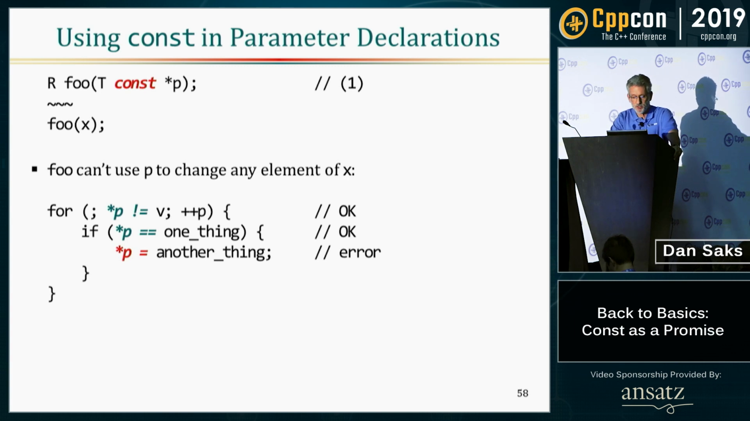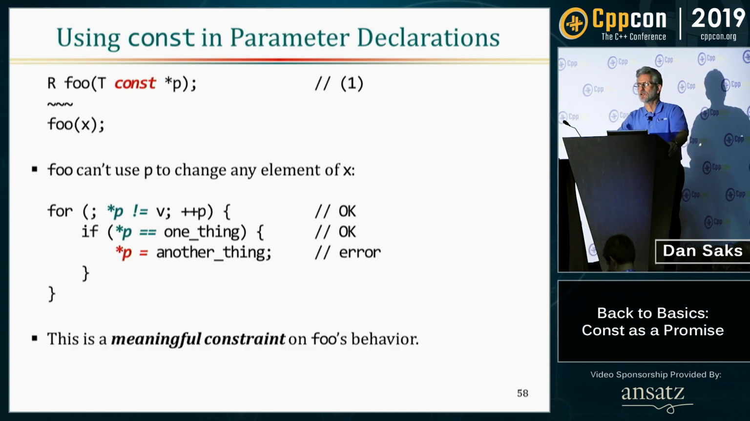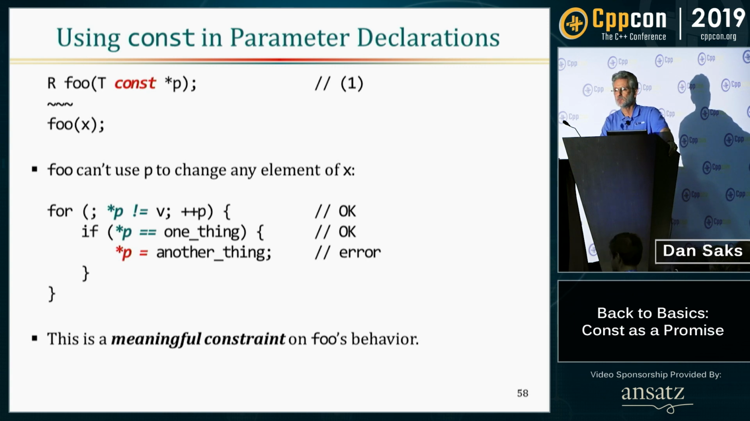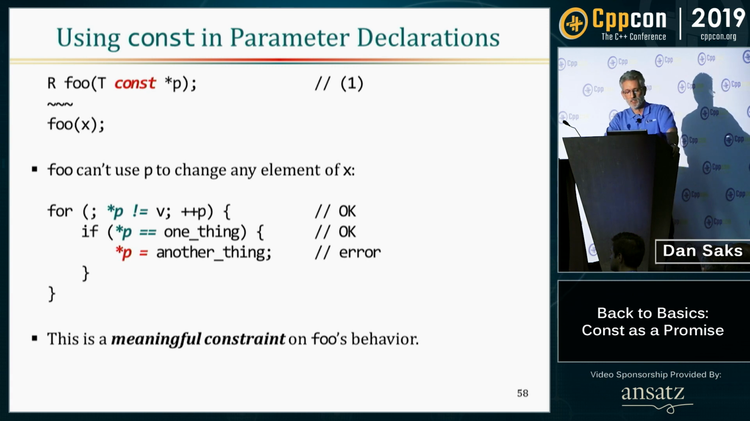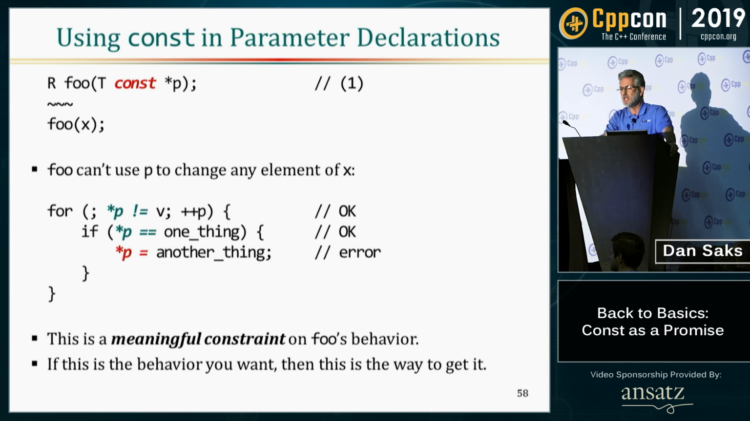And what I say is, this is a meaningful constraint on the behavior of function foo. This is an announcement that foo says, you give me your data. I don't care whether your data is modifiable or not, I'm not going to modify it. And when you look through the standard library, you see lots of functions that do this. They work equally well with constant and non-constant data being passed in because they say, I'm going to treat it like it's const. If this is the behavior you want, this is the way to get it.